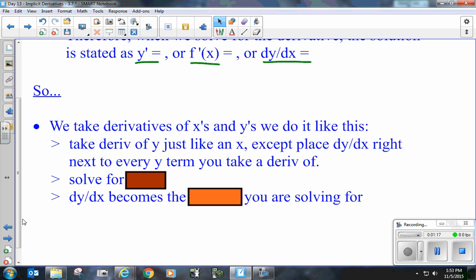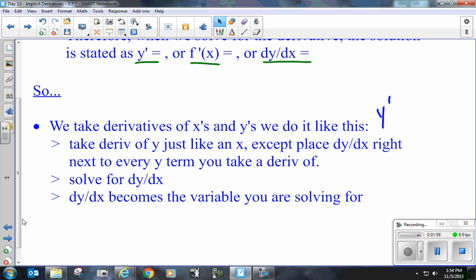Now remember, I said it could be dy dx. You could say y prime here as well. You probably wouldn't want to use f prime of x, and I'll show you why in a second. But once we do that, we then solve for dy dx. Right? And dy dx becomes the variable that you're solving for, basically. So you take the derivative of anything with an x, just like we normally do. There happen to be y's in there. We take the derivative of y's, and next to each y, when we take the derivative of it, we're going to put a dy dx next to it. And then we just solve for those dy dx's.